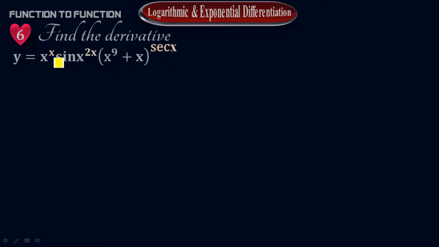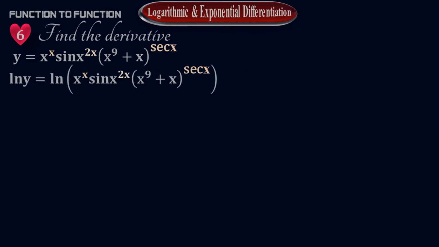So there is a product of function-to-function or variable-to-variable terms. So I'm going to apply the logarithmic product rule here. But before applying the logarithmic product rule, I must have a log here, as usual, as we do for the function-to-function. Let me take log on both sides to have natural log of y equals natural log of x^x times (sin x)^(2x) times (x^9 + x)^(sec x).